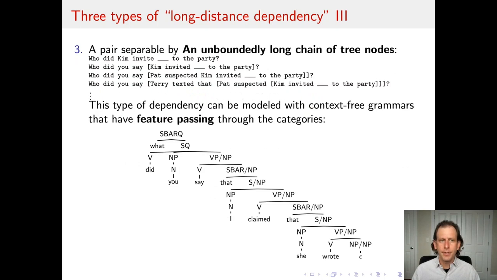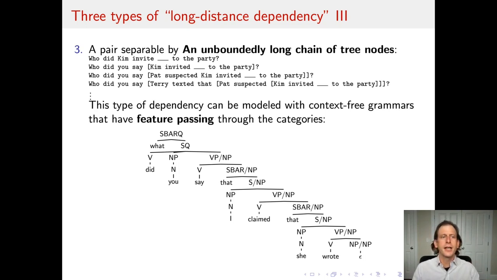The third type is a pair that is separable by an unboundedly long chain of tree nodes. In this case, the dependency that we've used to exemplify this, extraction, is not a dependency between the presence and presence of elements, but it's the presence of an element with the absence of an element somewhere else. So a slightly different kind of dependency. This requires a little bit more machinery, but it is still within the scope of context-free grammars used appropriately.